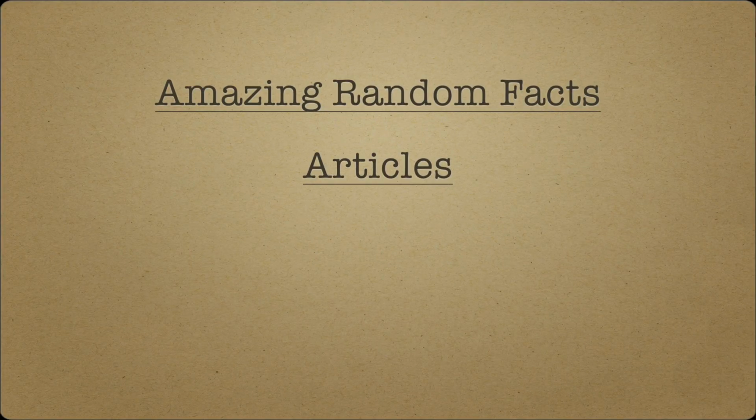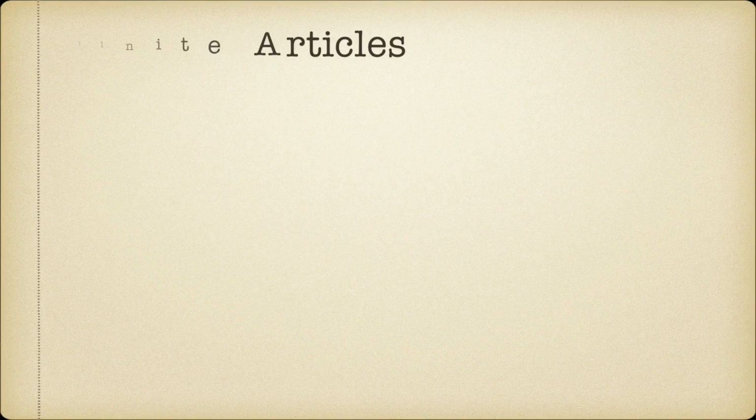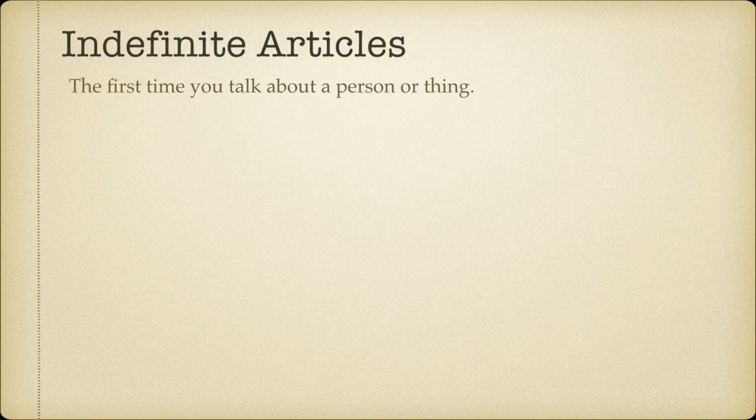In this video, we'll be looking at articles. A, an, and the are what we call articles. A and an are indefinite articles. The is called the definite article. We use the indefinite article for singular countable nouns. We use them the first time we talk about a person or a thing.